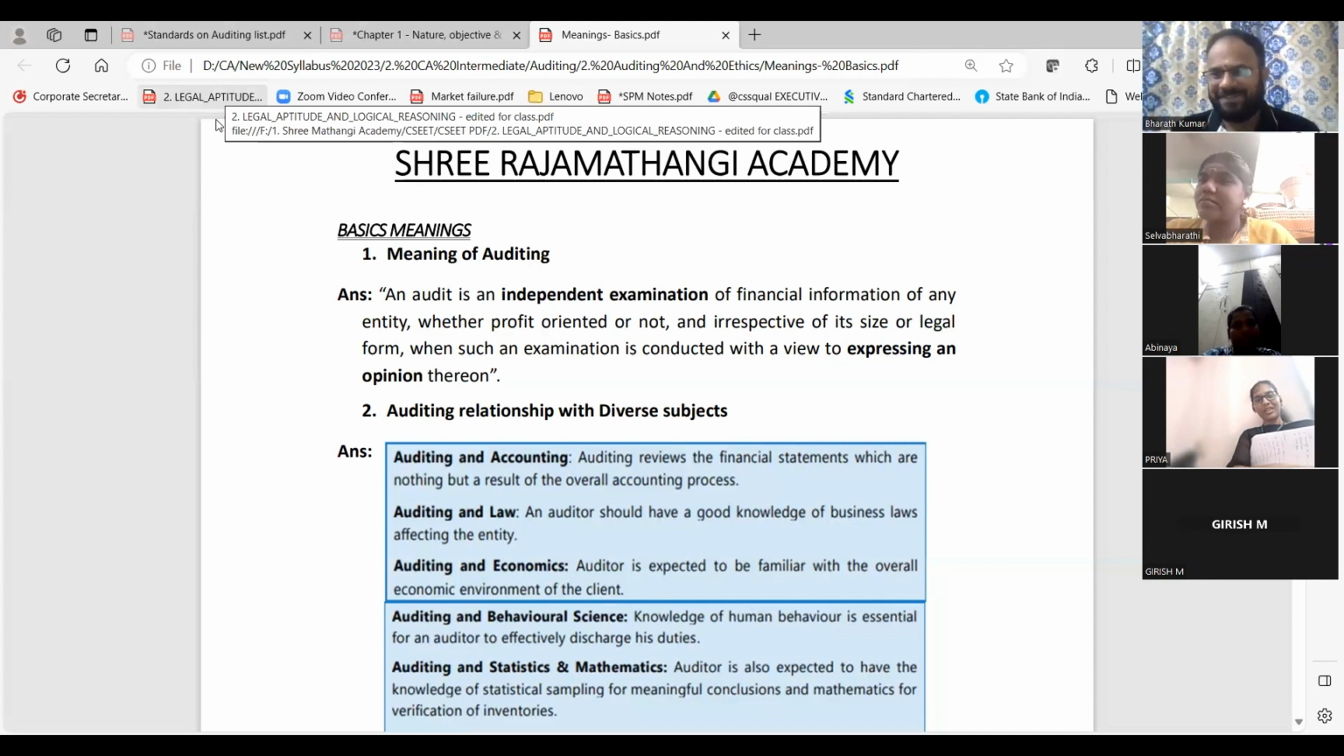Where will you study the definitions of the Companies Act? Chapter number 1. What is chapter number 1? Preliminary. In preliminary, where will you study definitions? Section number 2. In section number 2, so many subsections will be there. So section 2, subsection 40 will talk about financial statement.